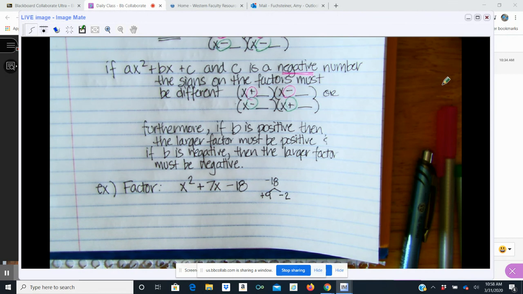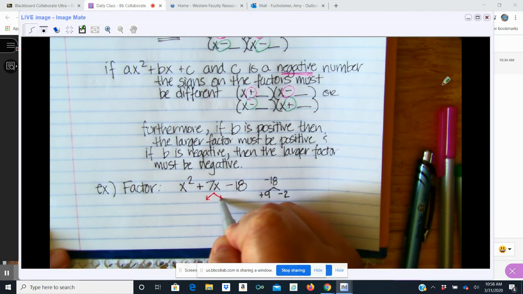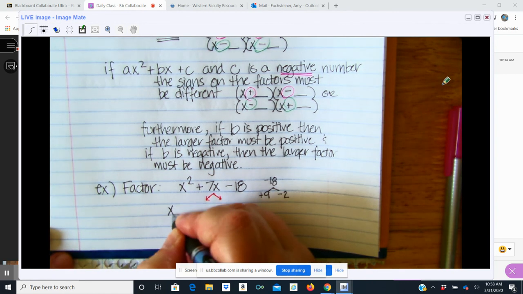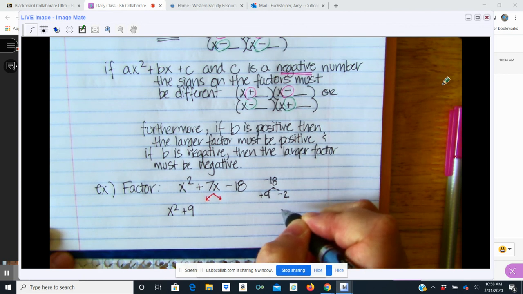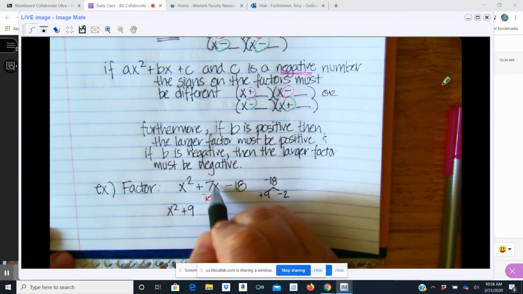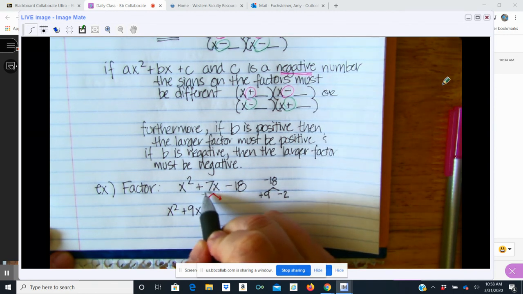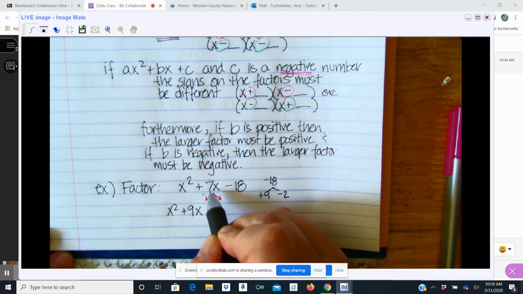That's what I mean by that b value, right? My b is 7. And because that's a positive number, the larger of the two factors has to be positive.